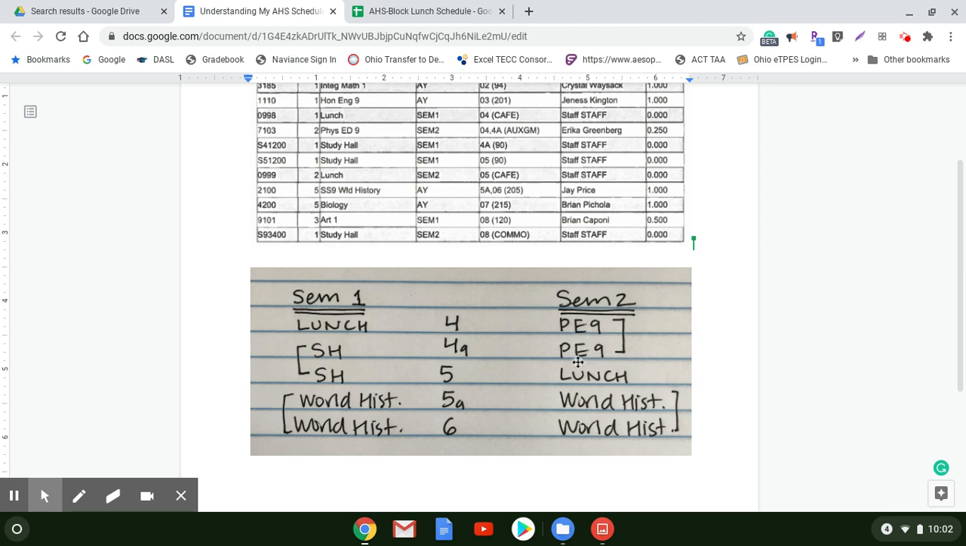Continue on to see that lunch in semester two is listed as fifth period, while a class like World History that runs over 5A6 is the same all year long. So I will write that under 5A6 in both semester one and semester two.